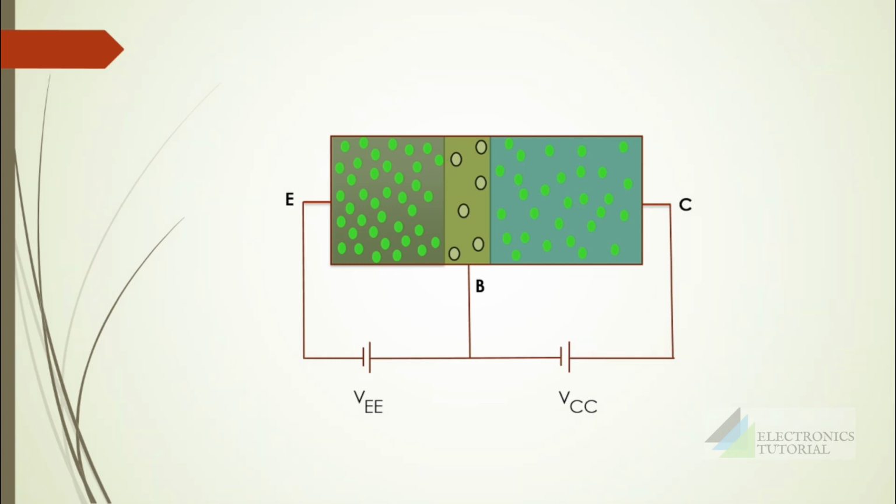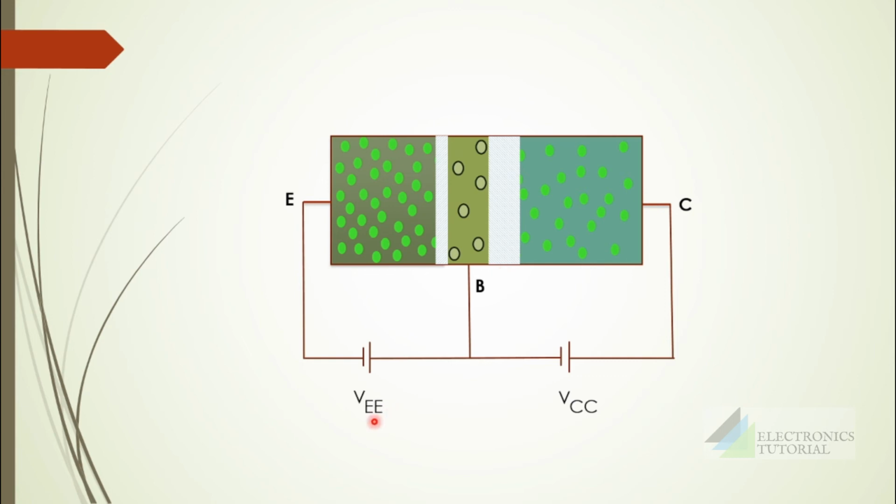Let's have a look what all changes are going to happen to this transistor when it is connected to these supply voltages. As this junction is forward biased, it will be having a narrow depletion layer. But this junction is reverse biased, so it will be having a wider depletion layer.